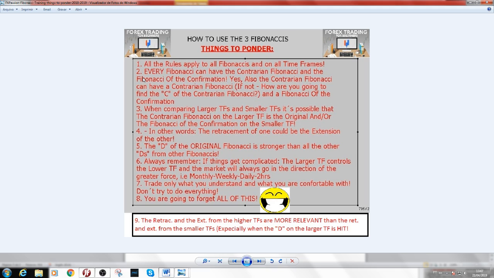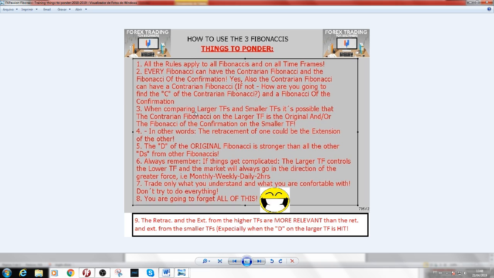Number 2, very slowly try to understand number 2. Every Fibonacci can have the contrarian Fibonacci and the Fibonacci of the confirmation. And yes, also the contrarian Fibonacci can have a contrarian Fibonacci. If not, how are you going to find the C of the contrarian Fibonacci? Makes sense, right? We want to enter at confirmed C. So if we are going to trade a retracement, then we need to find a confirmed C inside this retracement. So yes, also the contrarian Fibonacci can have a contrarian Fibonacci, and also the contrarian Fibonacci can have the Fibonacci of the confirmation.